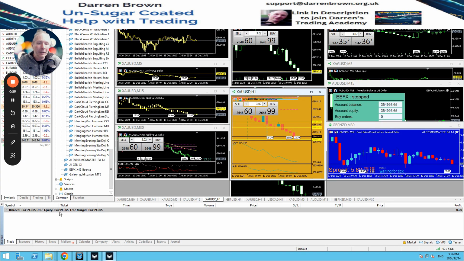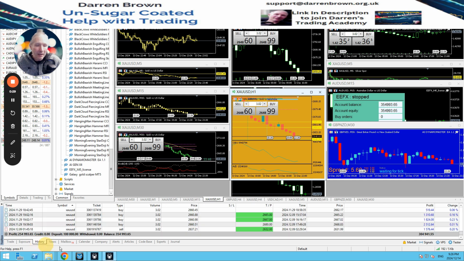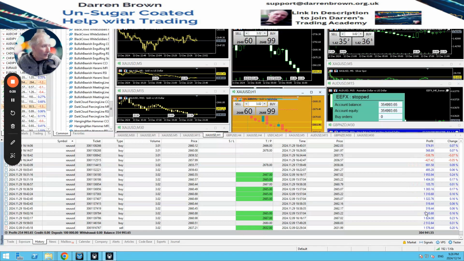I'm currently standing at 354,993. And if you look at my history, you can see that I'm deep in profit. What I'm using here works really well. There were a couple of losses. This was actually when I manually shut down, and it was moving so fast that it went from profit to loss really quick. And this is where I actually ended up losing these two profits.